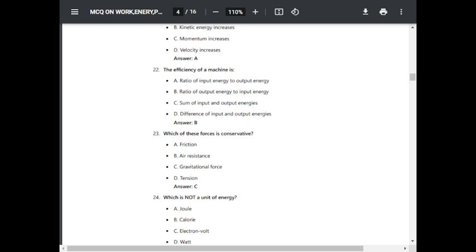Which of these forces is conservative? Option A, friction. Option B, air resistance. Option C, gravitational force. Option D, tension. Only one force is conservative, that is gravitational force. The rest are not conservative. So out of these four, the gravitational force is conservative.